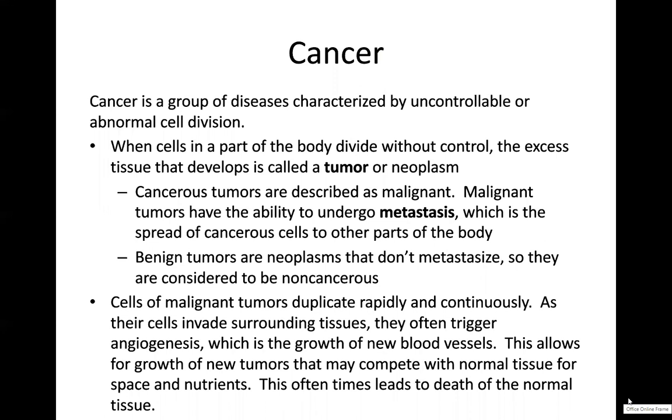Cancerous tumors are described as malignant, and malignant is a term that means they have the ability to metastasize. Metastasis is just a fancy way to describe the fact that cells can spread from an original site to somewhere else and a new tumor can develop. Okay, so a cancer cell breaks free and then it gets lodged somewhere else. Okay? And then a new tumor can form, and that can be very dangerous.